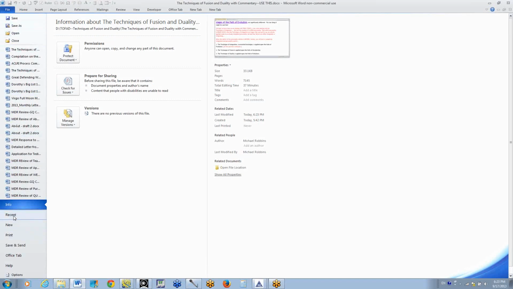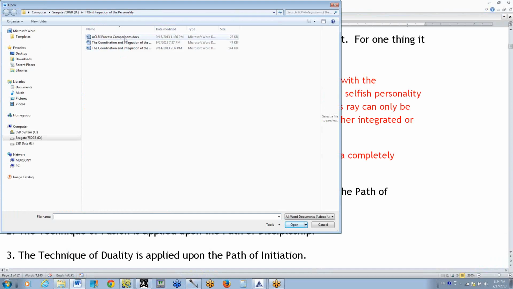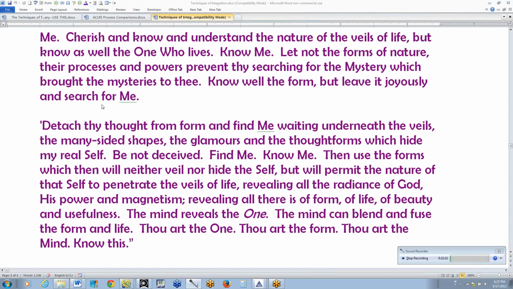Maybe I can find this here. Techniques of integration of the personality, and let's see. So here we are. I finally found it, and take a look at the climax of the Ray 5 technique of integration.